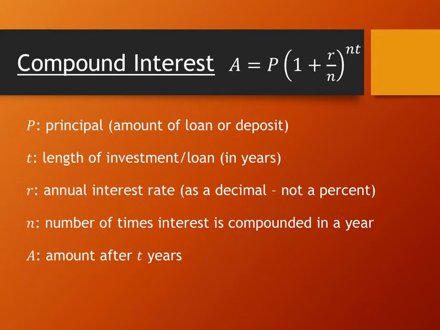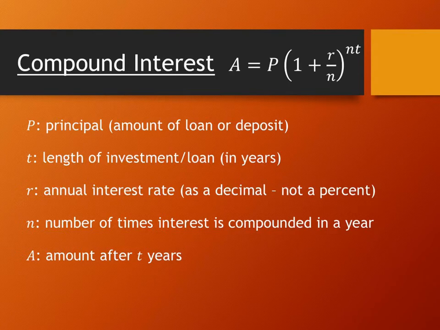P is the principal, which is the amount of the loan or deposit, right? So it's either the amount you borrow, think borrow for school, borrow for a car, borrow for a house, or it's the amount you put into the savings account, save for school, save for car, save for house, okay? T is the length of the investment. The T has to be in years. So if somebody tells you that the time is 18 months, the first thing you got to do is figure out how many years that is. Okay?